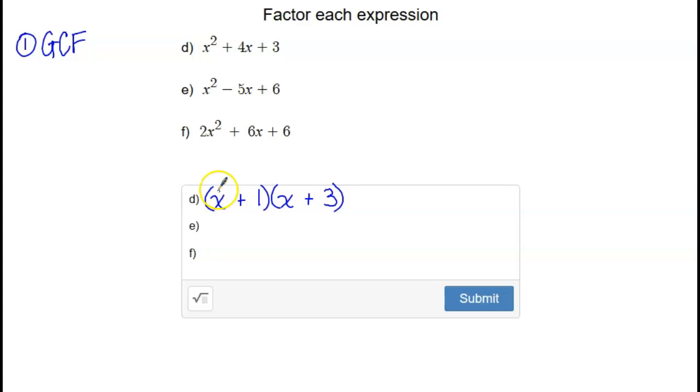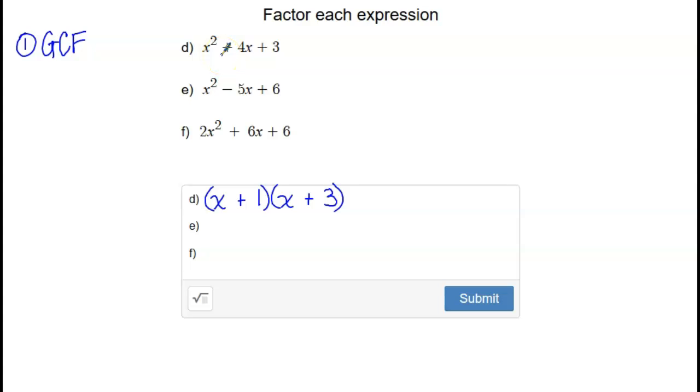So if you were to do the distributive property again, then you can see that x times x is x squared, x times 3 is 3x, 1 times x is 1x, and 1 times 3 is 3. So 3x plus 1x is where that 4x is coming from.